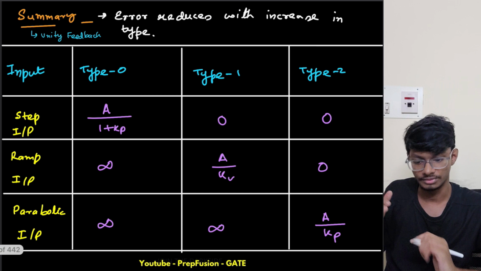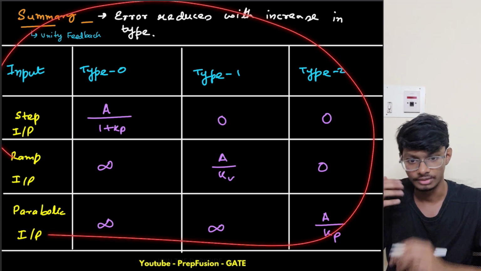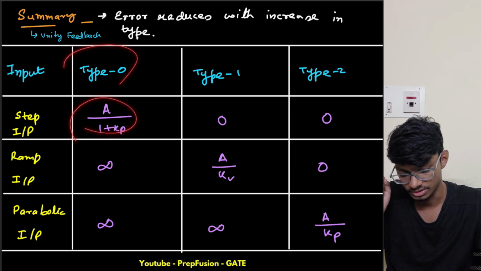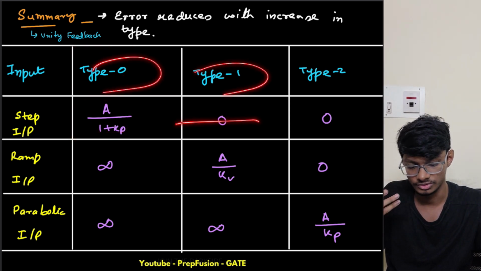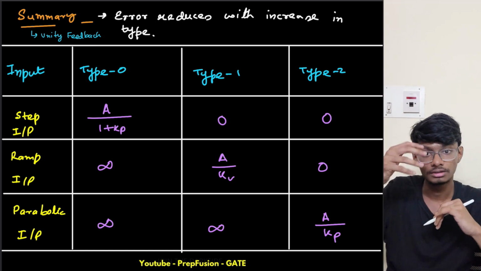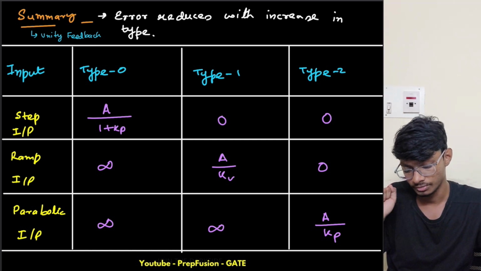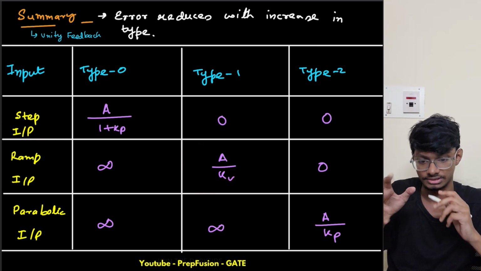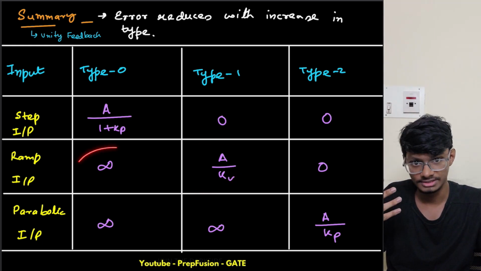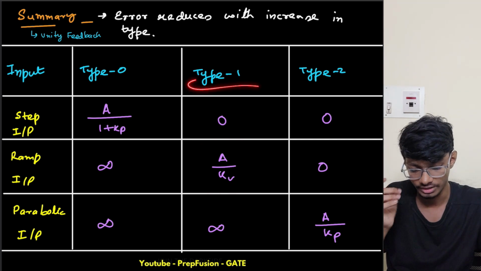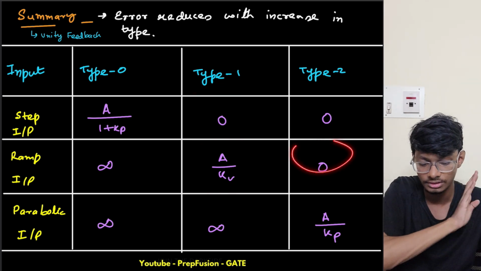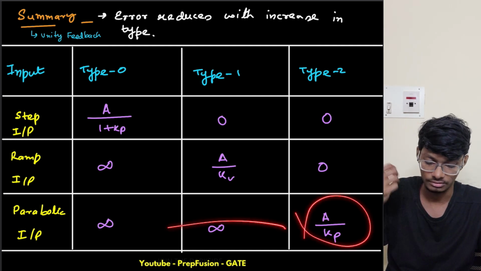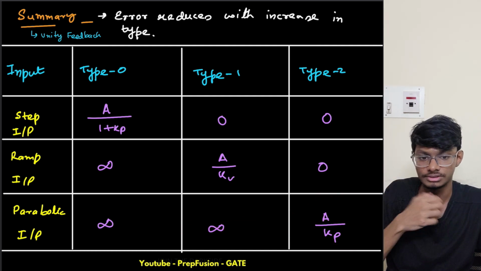Then I gave you a summary of all the tables with the inputs. This is already known: for type 0, the error is finite for a step input. For type 1 my error will be 0. So if I increase my type, my error reduces, it goes to 0. But if I increase the order of the input, then again my error increases. So here the error increased to infinity, here the error is finite for type 1, and again if I increase my type further, it goes to 0. For parabolic input also it is the same: for type 2 this is finite, and for type 0 and type 1 this is infinite.